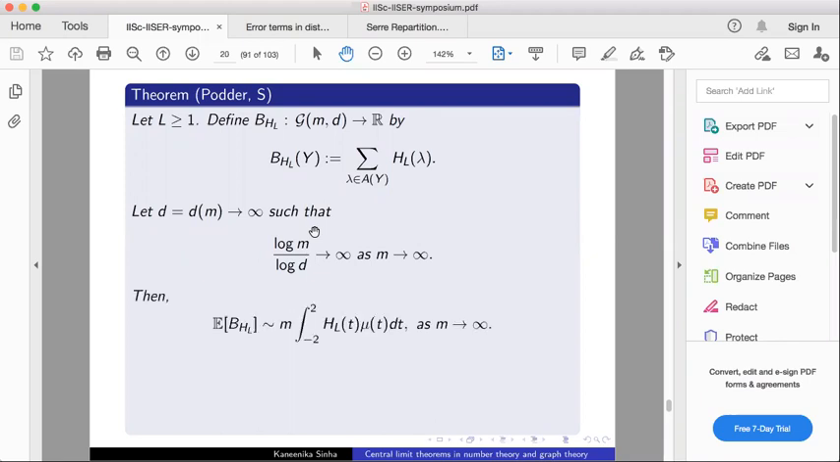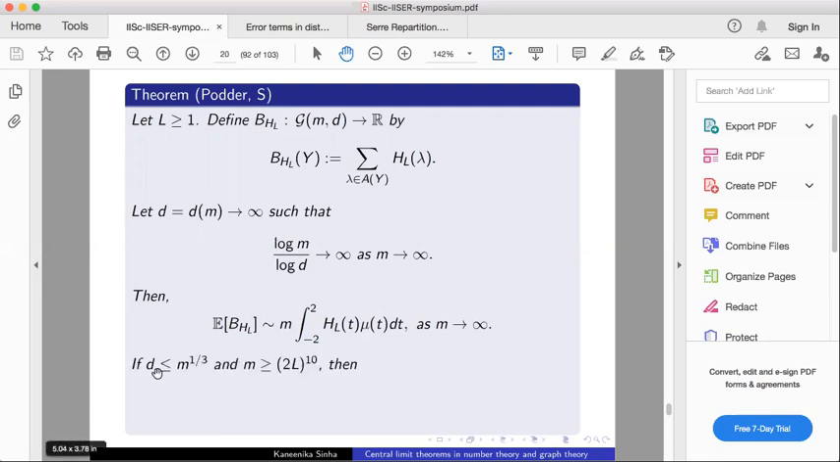And under these conditions, we are able to derive that the expected value of the random variable B_{h_L} is asymptotic to m times the integral of h_L with respect to mu of t. So this is an analog of the result of Dumitriu and Pal, but with better growth conditions, since we are taking a more restricted class of test functions. And in fact, what we have is something finer.